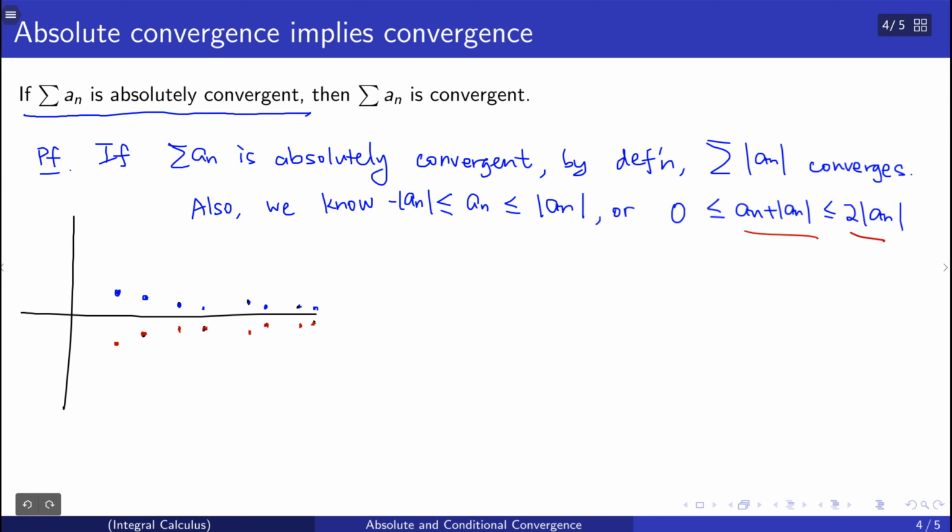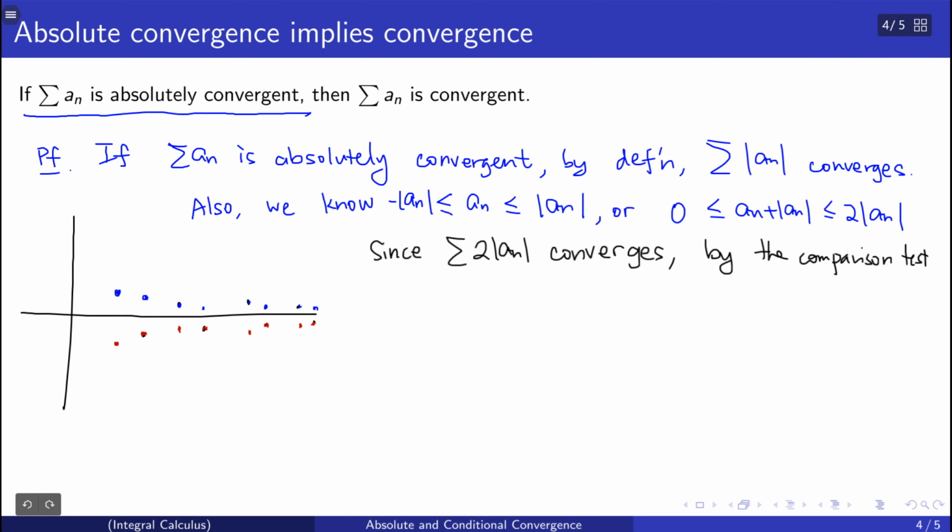Now both of these are positive series. And 2 times the absolute value of a_n is also a convergent series, from the properties of series. It's just a scalar multiple of a convergent series. So since the series 2 times the absolute value converges, by the comparison test the series a sub n plus absolute value of a sub n also converges.